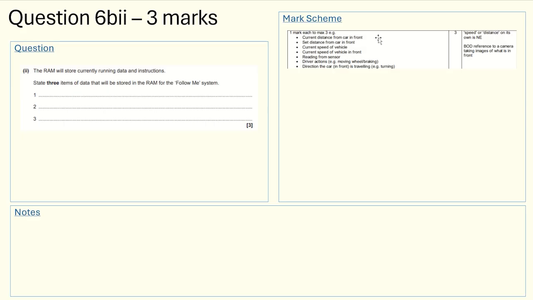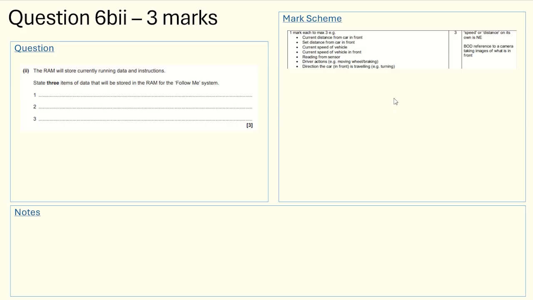So these are things that are changing all the time. We can also include examples from reading from sensors and driver actions. So if the driver in front of us is moving the wheel, or if they're braking, or if we're moving the wheel or braking, and we might have a sensor in there that detects the red lights or the white lights of if the car's reversing, for example. We also need to know the direction of the car in front. So if it's turning, then we need to apply that same kind of turn onto our car as well.